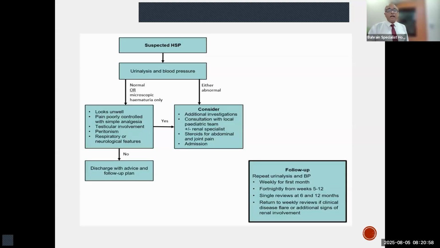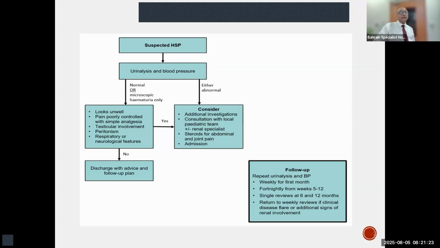This is one of the flow charts suggested by the Royal College, on how to follow a suspected case of HSP and what things should be done. You can follow the patient with a child with fever or abdominal pain or rash. We can check urine analysis, and if it is normal and the child looks well, with no involvement, then we can discharge and follow in clinic.